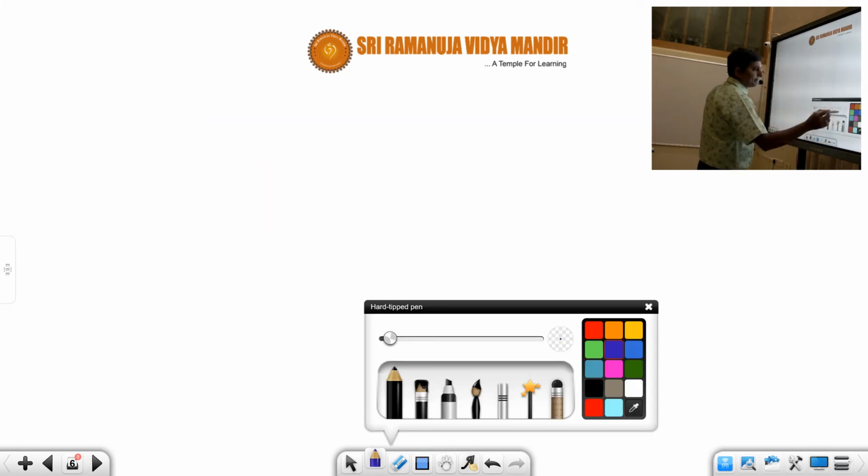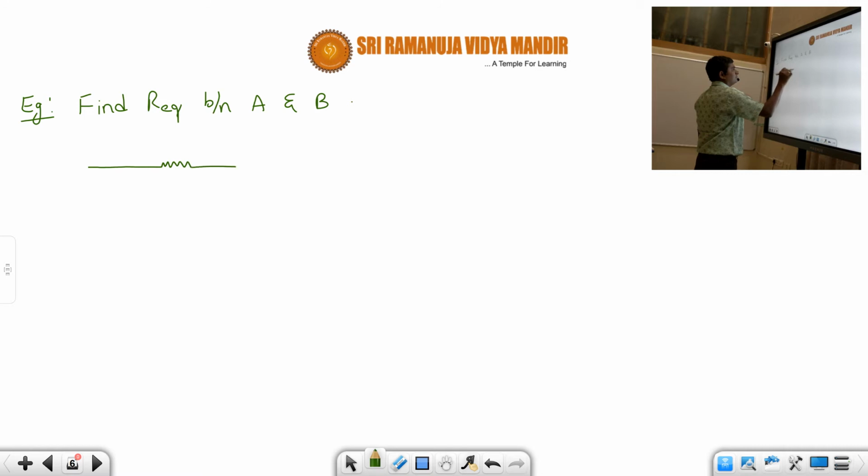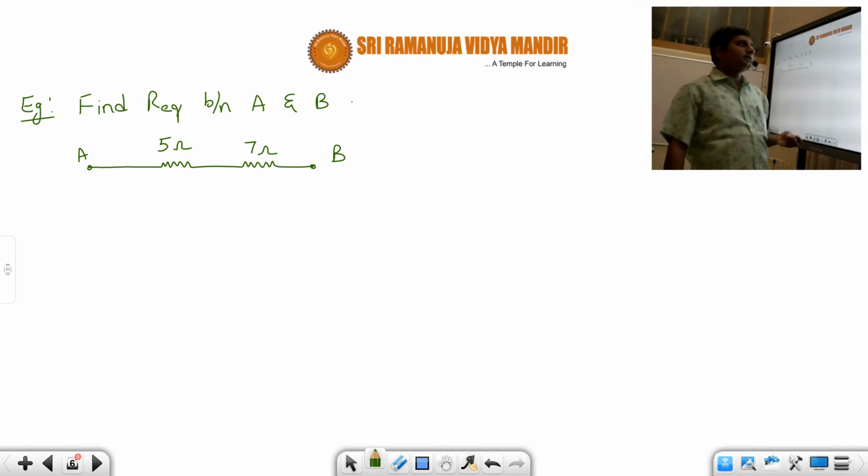For example, suppose let us say we have, okay, find R equivalent between A and B. Okay, students. Suppose let us say this is one resistor, this is one resistor, this is called A, this is called B, and let us say this is 5 ohms, this is some 7 ohms. Okay, students. So whenever they ask the equivalent resistance, they will also give us the terminals, students. Always remember, here they are asking the equivalent resistance across the terminals A and B.